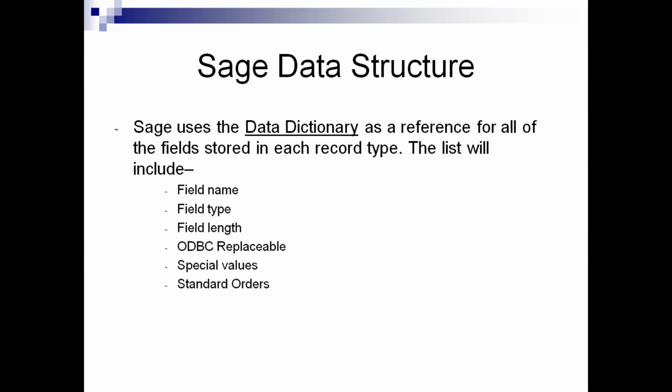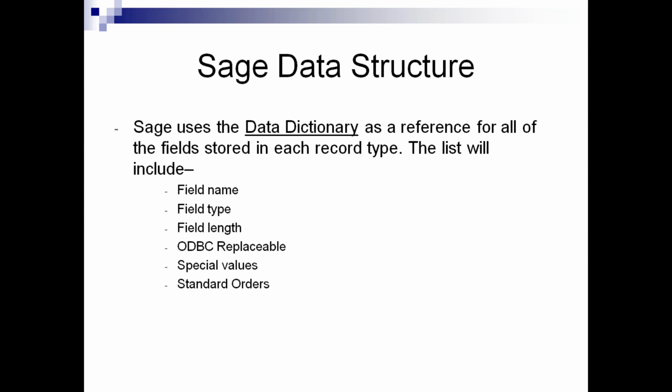Now, we talked last time about the different files in Sage, so you know that we're talking about master files and transaction files for the most part. Within those files, though, there's the potential for multiple records. So it helps to understand what's in these data dictionaries when you're trying to find the correct record to pull that information out.